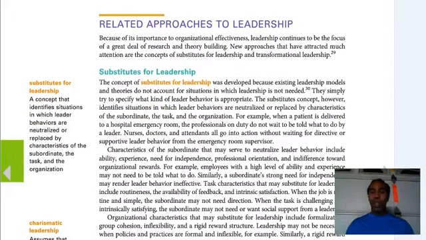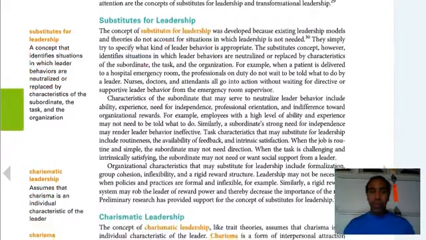So related approaches to leadership. So substitutes for leadership, and also the situational leadership. Ken Blanchard, who's like the king or guru of that, I believe I also have a video of that in the module. Substitutes for leadership, a concept that identifies situations in which leader behaviors are neutralized by or replaced by characteristics of a subordinate, the task, and the organization. So, like they say, is there a substitute for leadership? No, not really, but is there a way to amass the knowledge that you need? Yes, there definitely is, without going the traditional route.